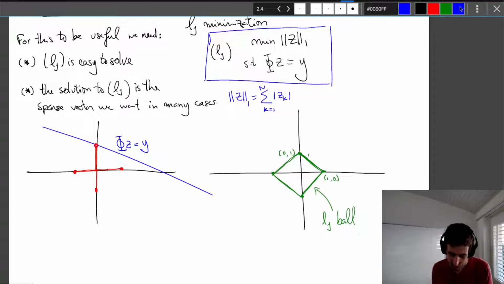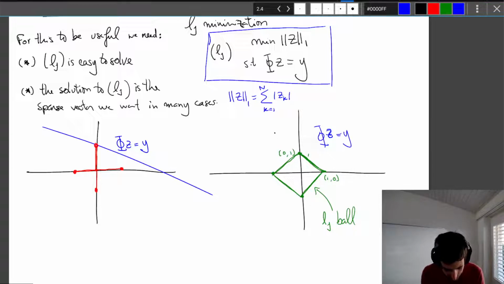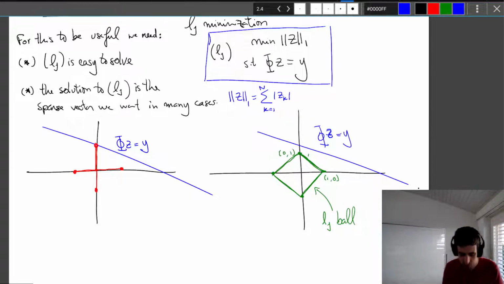And now what we should think about is what happens when we minimize. If you look at phi z equals y, what are we doing when we look at the point on this blue line that has the smallest L1 norm? It's the same thing as grabbing the L1 ball and inflating it until it touches the blue line. I made this parallel by not being very clever, so let's make this less parallel to make it easier to see.